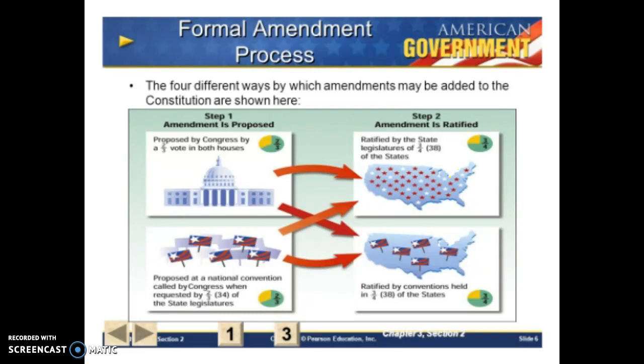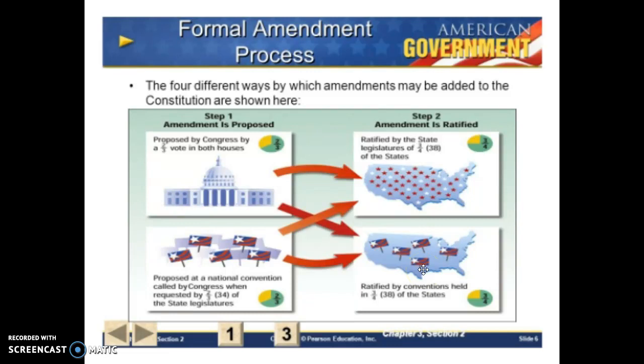So this diagram here shows us a little bit better of the ways in which a formal amendment can take place. And again, on this side here, we have the 2 ways in which they can be proposed, and then the 2 ways in which they can be ratified. Proposed by Congress by 2/3 vote, and then ratified by state legislators of 3/4, or ratified by conventions held in 3/4 of the states. Can be proposed by national convention, ratified by 3/4 of state legislatures, or ratified by conventions held by 3/4 of the states.